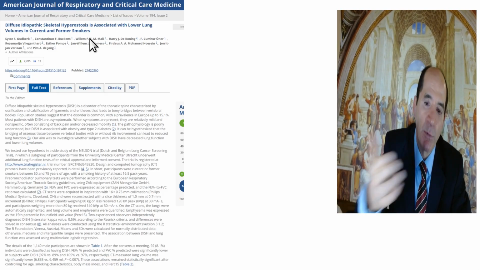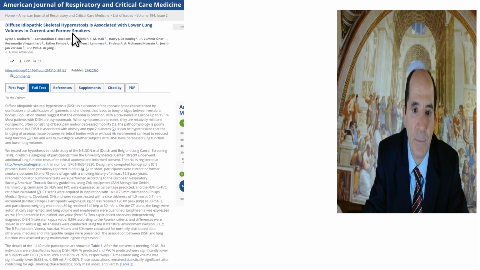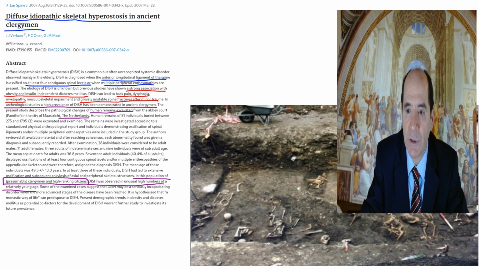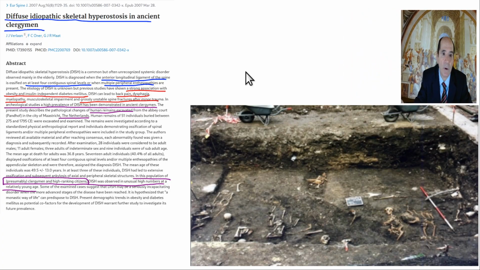So smoking cigarettes also causes atherosclerosis, predisposes to ischemia, okay? Lack of blood flow to the spine. Now here's an interesting study. This was a study done in Europe. Diffuse idiopathic skeletal hyperostosis in ancient clergymen, for example. This is one of these paleontology studies.